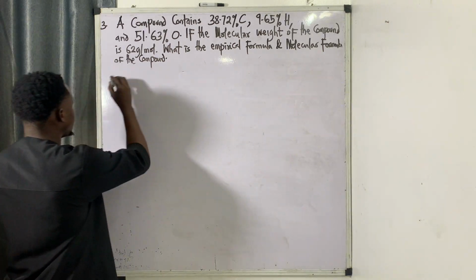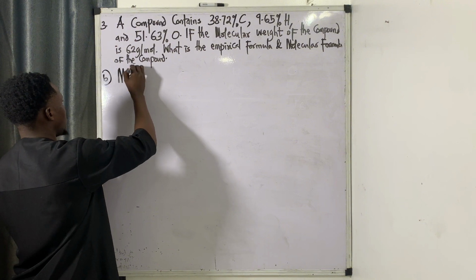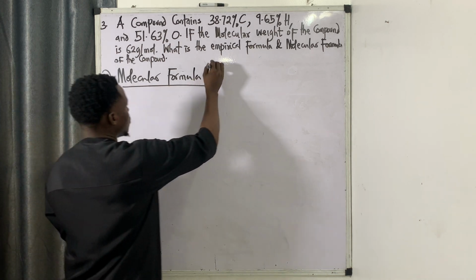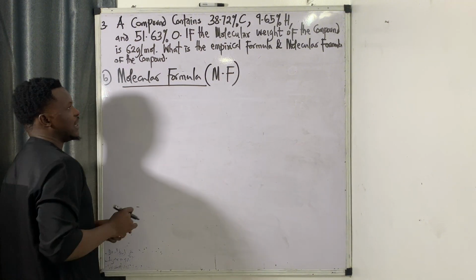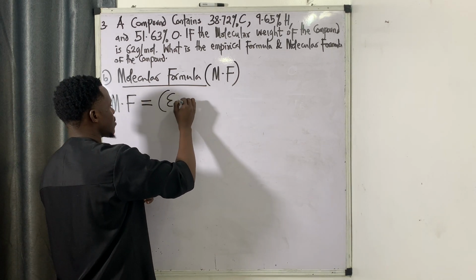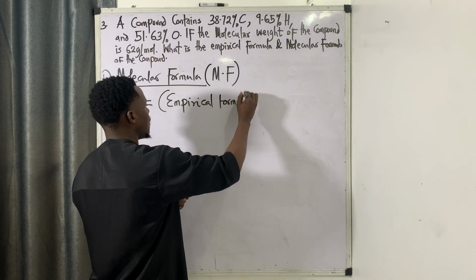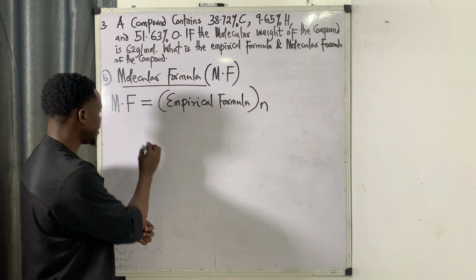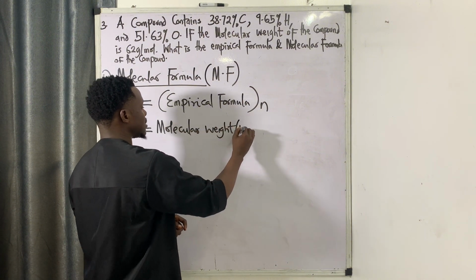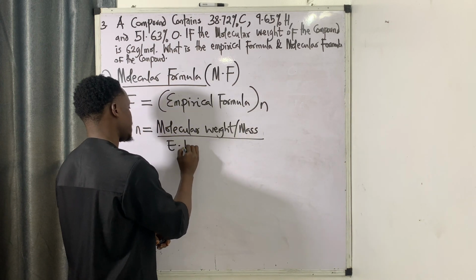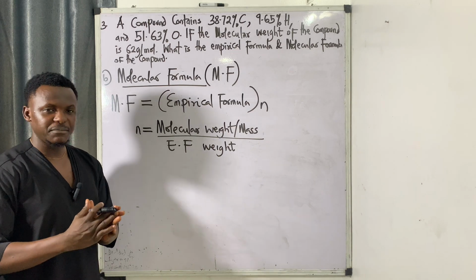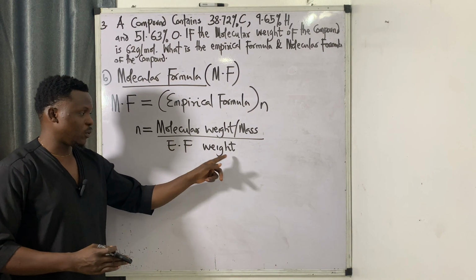So for the molecular formula, we want to solve for B. Now molecular formula, let's call it MF, and let's call empirical formula E.F. So molecular formula is equal to empirical formula subscript N. Now this N is always the molecular weight or mass over the E.F, which is the empirical formula weight, just to save time and to save space.